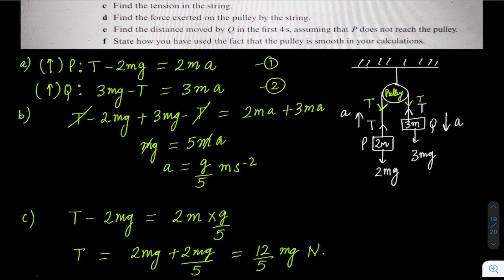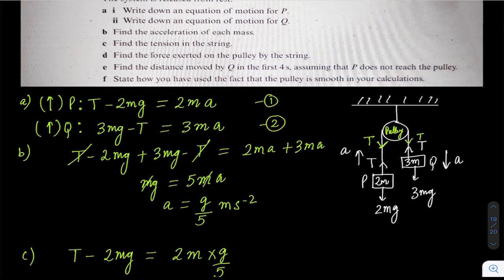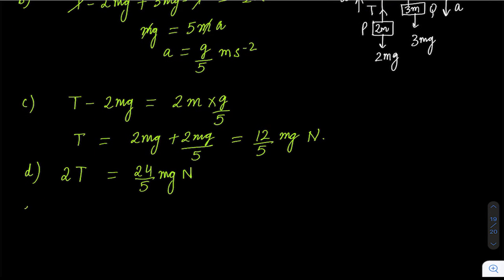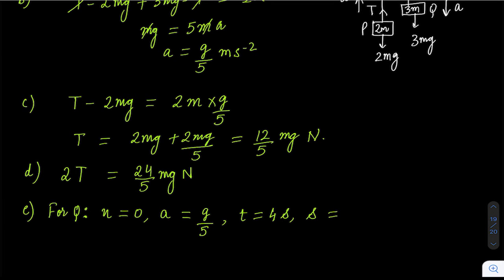Okay, next is find the distance traveled by Q in the first 4 seconds, assuming that P does not reach the pulley, obviously. Now, Q is moving downwards and it starts from rest, right? System is initially at rest. So for Q, what do we know? First, let's write initial velocity 0 because system is released from rest. Acceleration, we know it's downwards and its value is g/5. And time they have given is 4 seconds. And we need to find the displacement S.